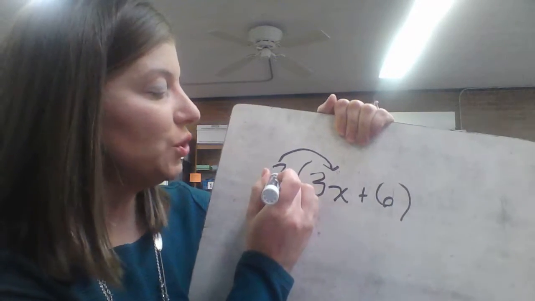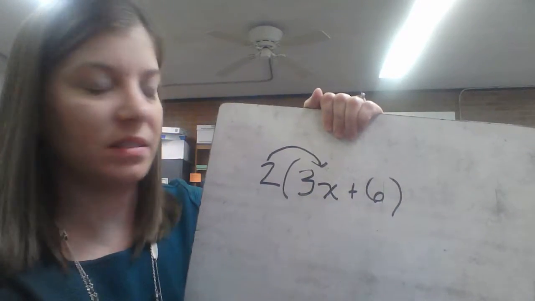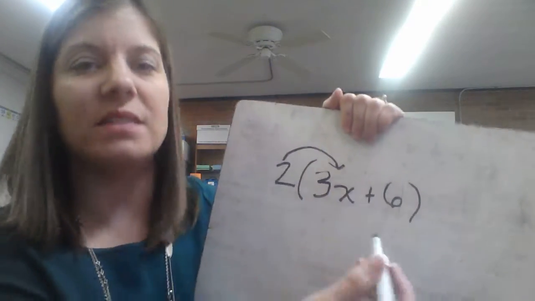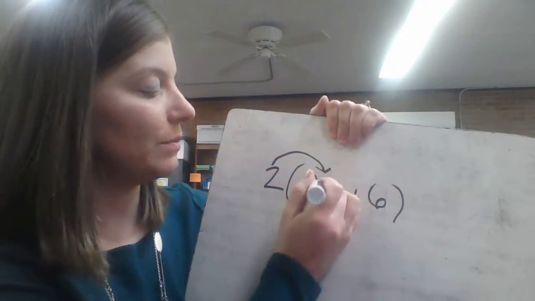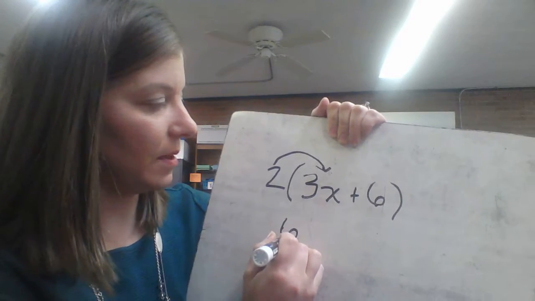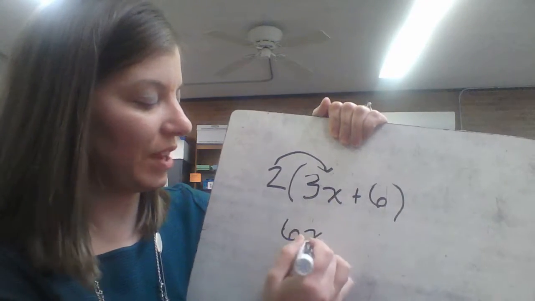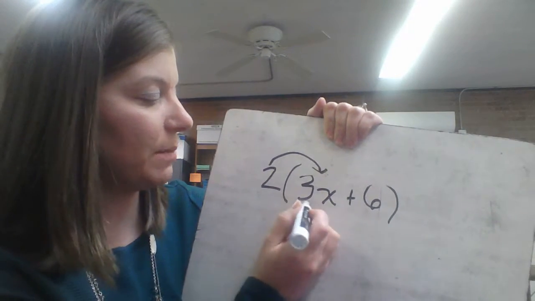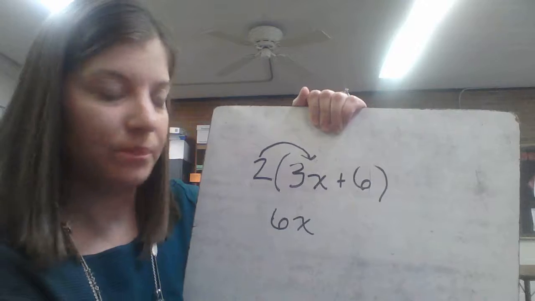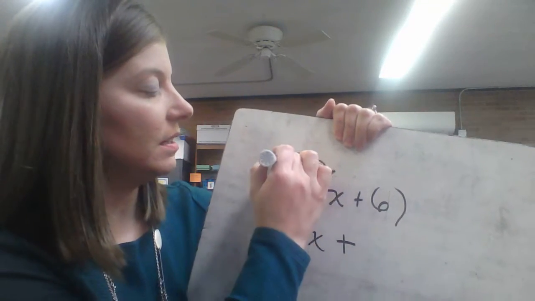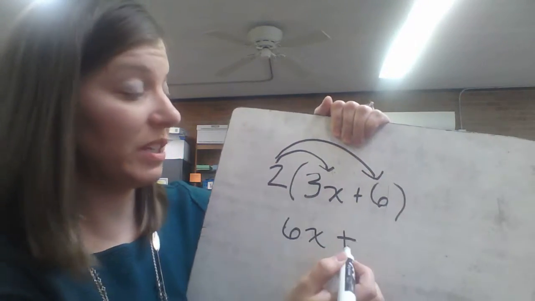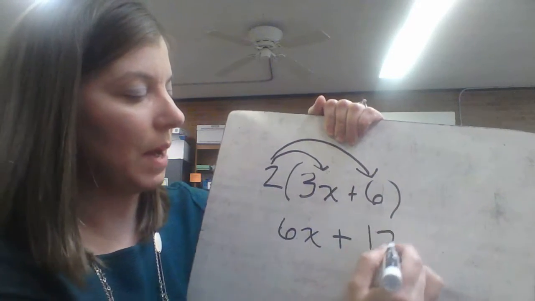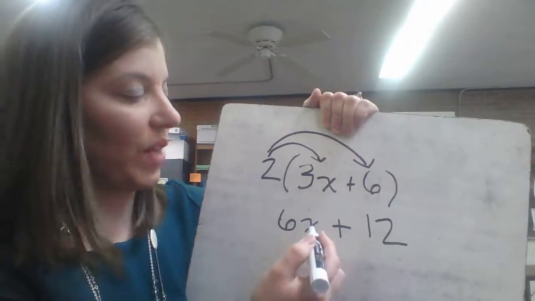So 2 times 3x. If I have 3 xylophones, I have 2 sets of 3 xylophones. So 2 times 3 is 6, and then we just put our label, 6x. So you're multiplying these front numbers, and then your variable just stays the same. Plus, the reason it's plus is because this is a positive 6, and 2 times 6 is positive 12. So that would be our answer.